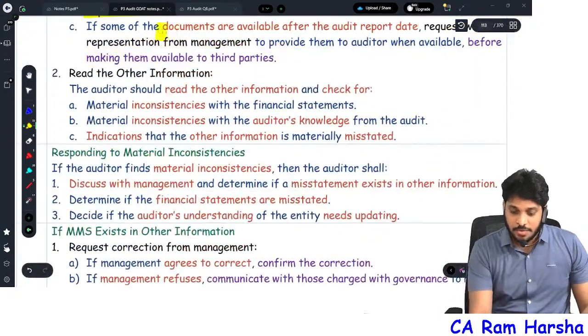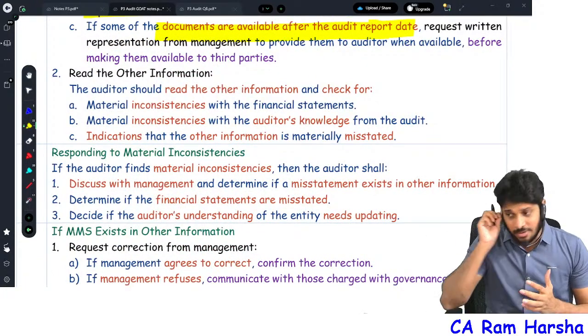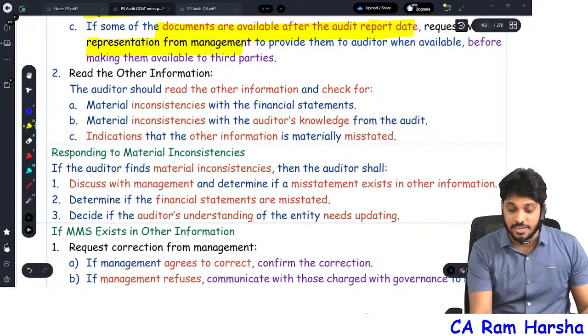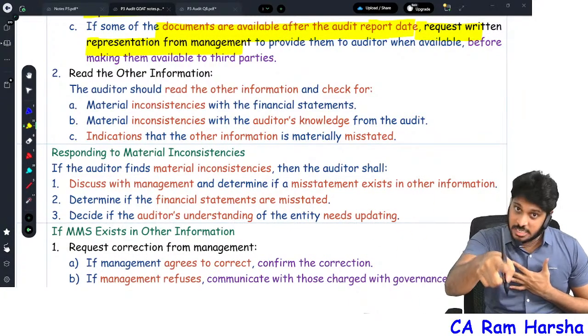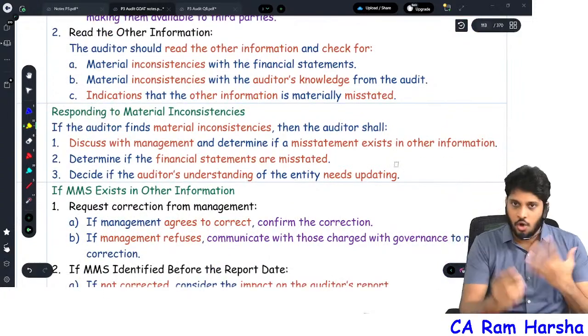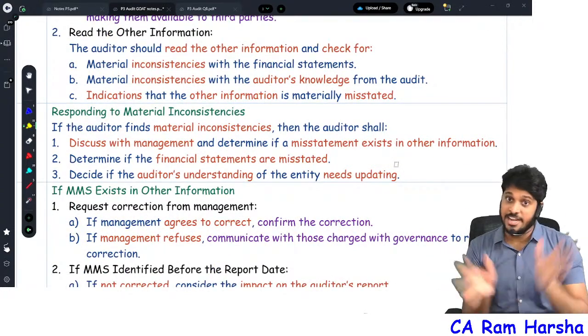For example, if some documents are available only later, suppose management says, sir, first you give the audit report, we will give the other information later to you. Then get a written representation that once the other information is ready, they will give it to you first, and only then will they publish. Then, okay, management gave you the annual report before you sign the audit report.